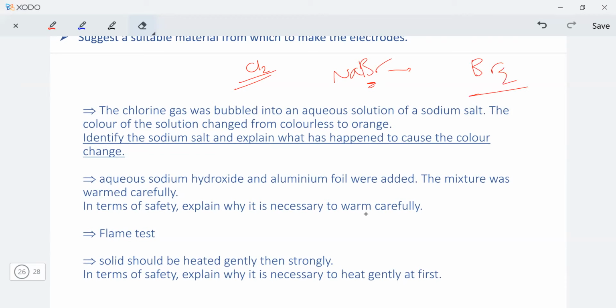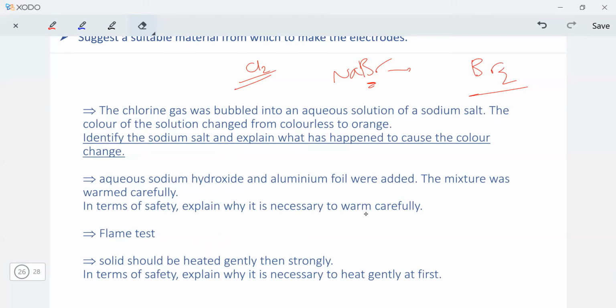Okay, so the color of the solution changes from colorless to orange. It means that the salt here was sodium bromide. Why does that happen? Explain your answer. Because chlorine is more reactive than bromine, and displaces bromine to form bromine.